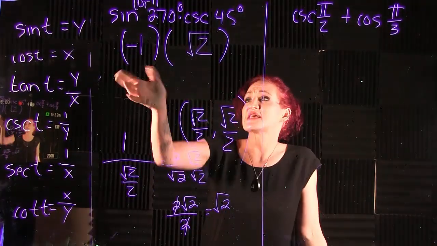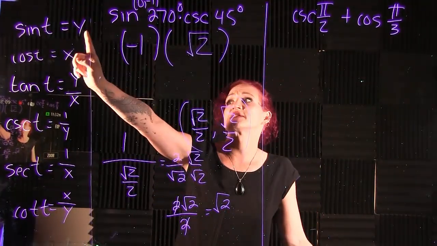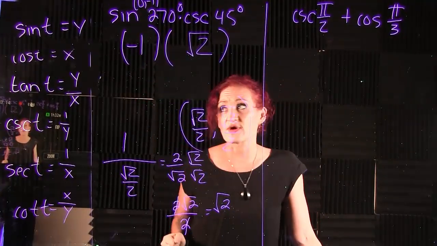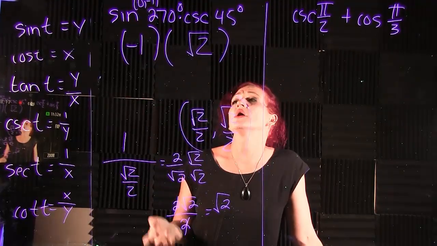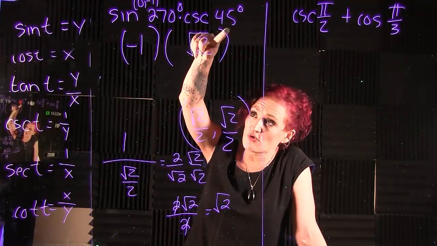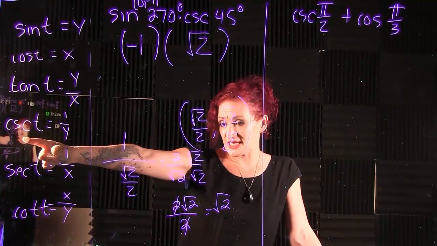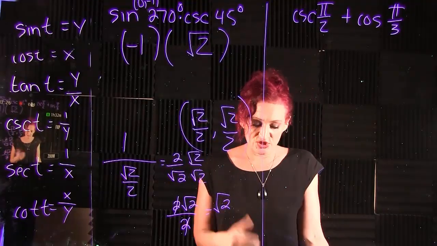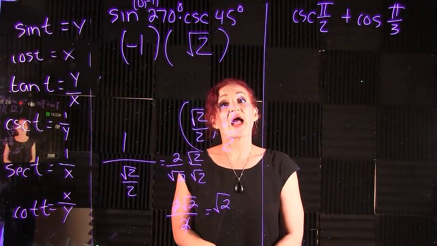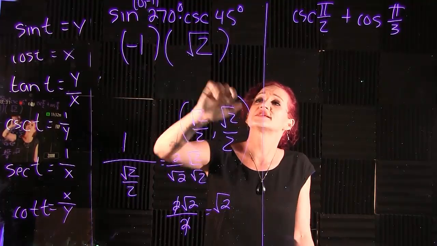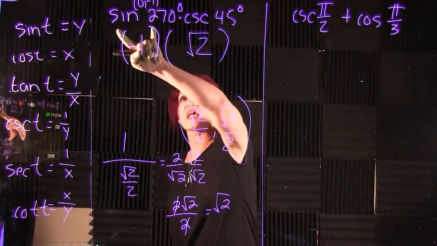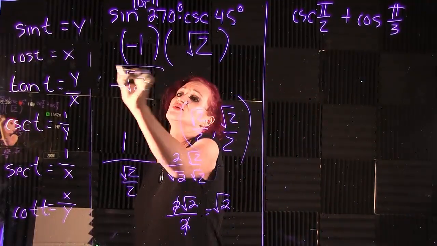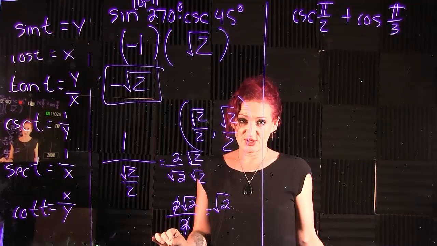So again, sine of 270 is the -1. It's the y value for 270 on your unit circle. Cosecant of 45 is square root of 2. We got that by looking up angle 45 and then using the cosecant relationship 1 over y, simplifying that to get square root of 2. Now we can calculate this: -1 times square root of 2. So sine 270 times cosecant 45 is equal to negative square root of 2.